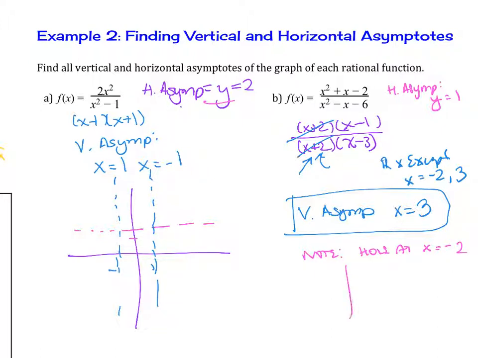If we were to graph it, I don't know what this graph looks like right now, but say the vertical asymptote is at 3 and the horizontal asymptote is at 1, then maybe the graph does something like this. At x equals negative 2, let's just say it's here, that would be a hole at that point, but it's not a vertical asymptote. It just means it's undefined only at that spot.